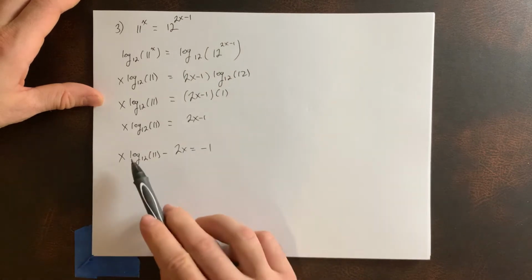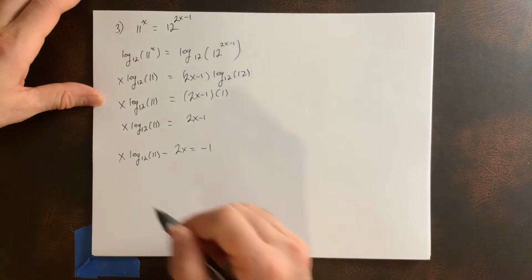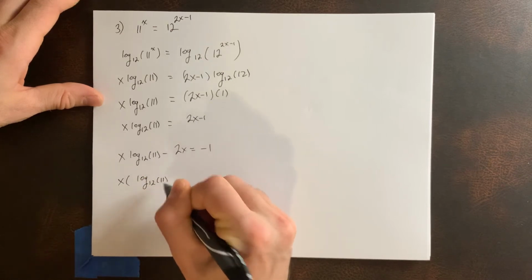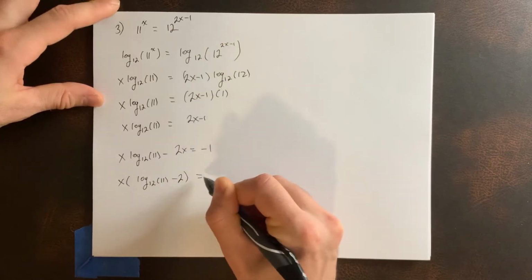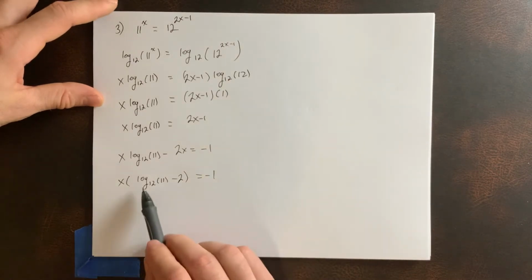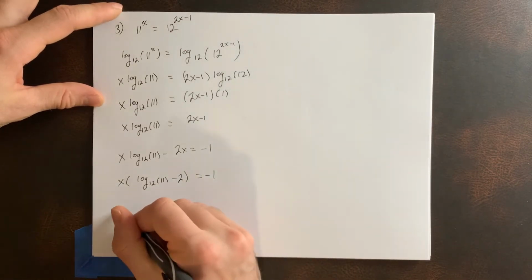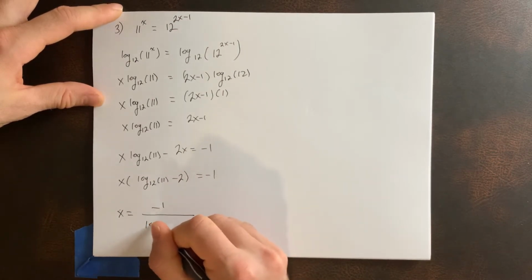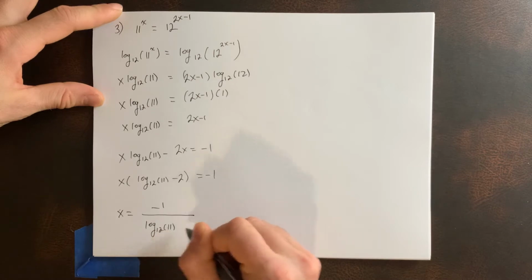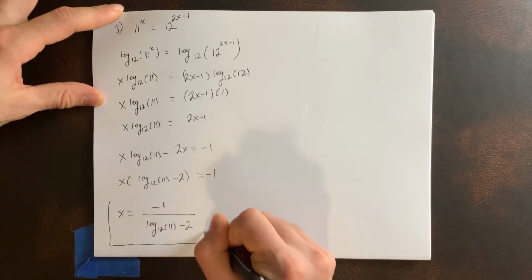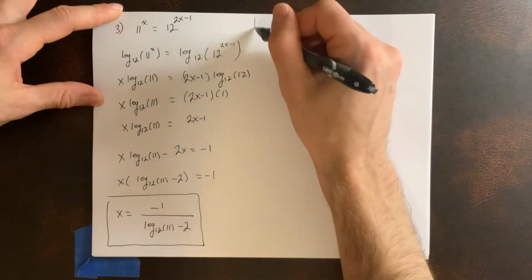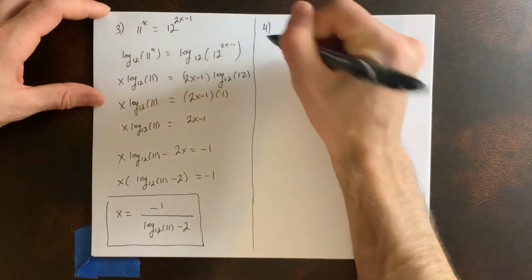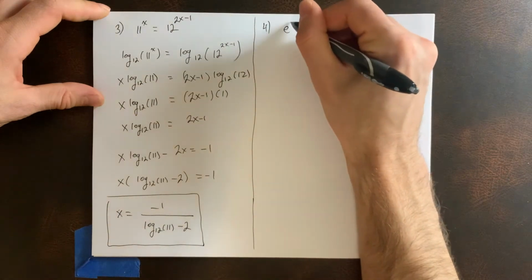And just like before, now we have an x here and an x here, so we can factor it out. x times log base 12 of 11 minus 2 is equal to minus 1. And now what we can do is just divide this number to the other side. Okay, and so for this one, this is going to be our answer. Okay, so the last exponential equation is going to be something that looks like this.